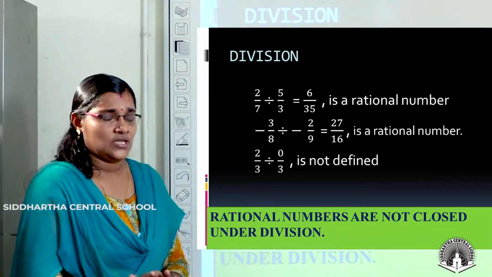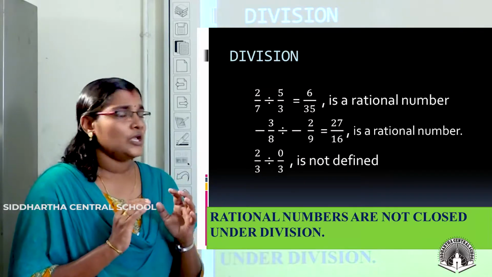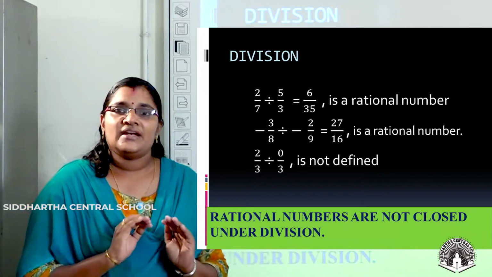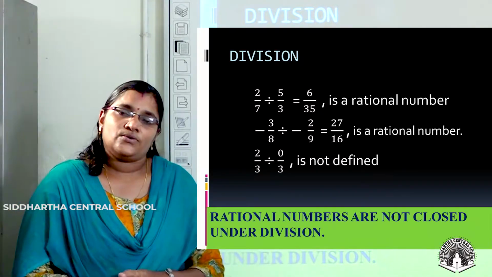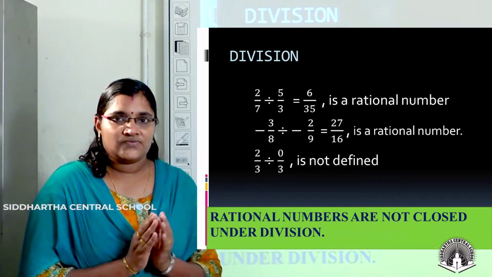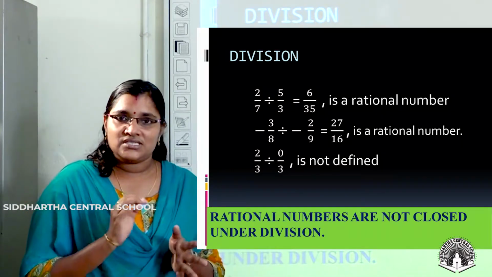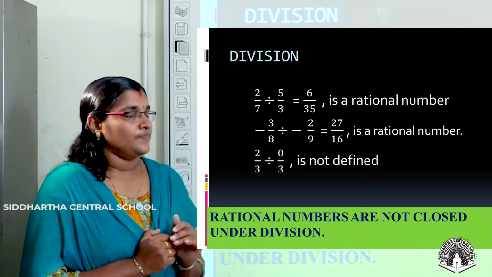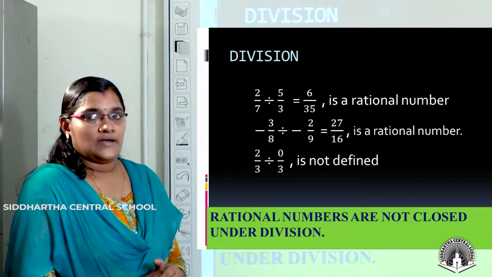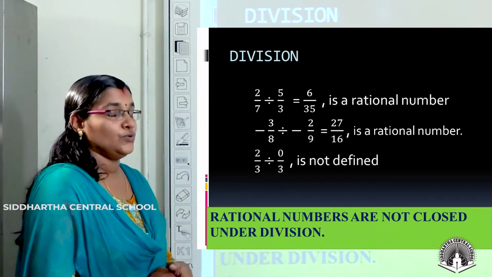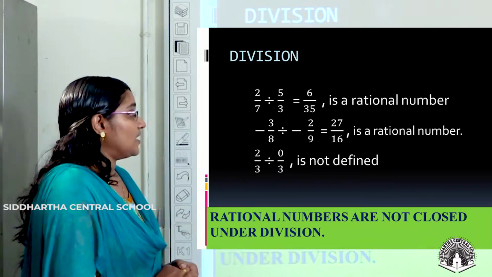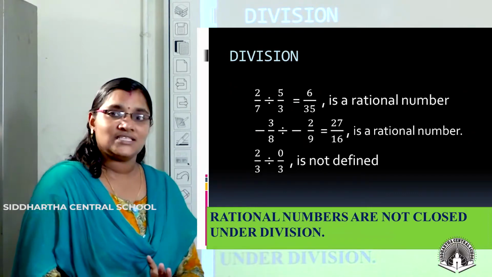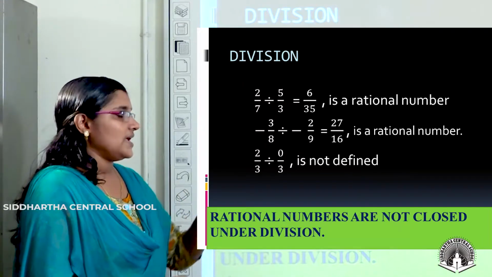Next is division. For division also you have to take two rational numbers and divide. If you are dividing two fractions, how can you divide them? The first fraction remains the same, division changes to multiplication, and take the reciprocal of the second fraction. So here 2 by 7 and 5 by 3. We divide 2 by 7 divided by 5 by 3, so 2 by 7 into 3 by 5. The answer is 6 by 35, a rational number.